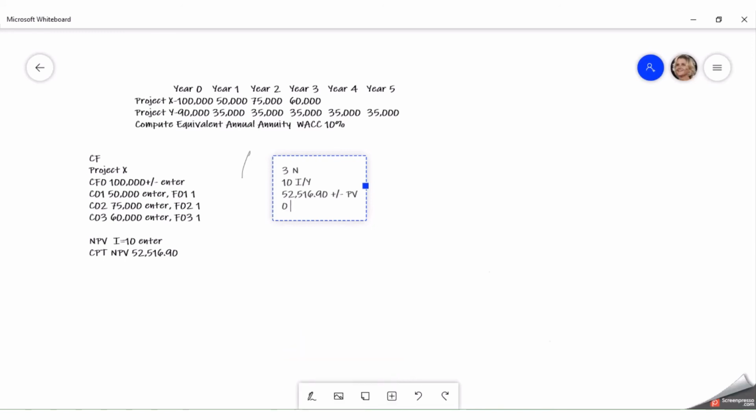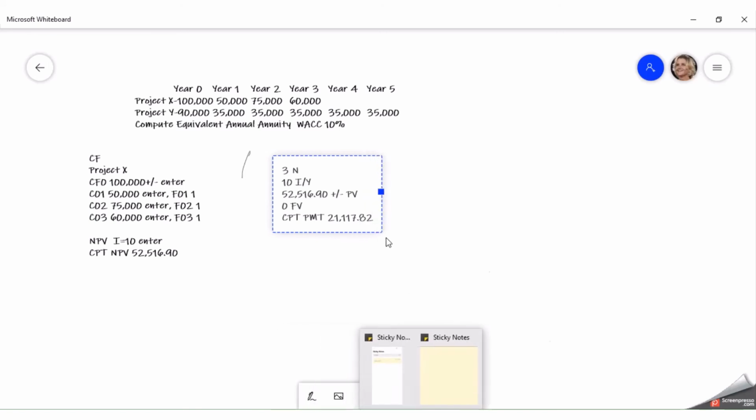So zero out that future value and then compute the payment. All right, so let me put this into my calculator. 3 is the N, 10 is the I/Y, 52,516.90. Hit the plus or minus button to make it negative as our present value. Zero out the future value and then compute the payment. So that gives me $21,117.82. So that is my equivalent annual annuity.